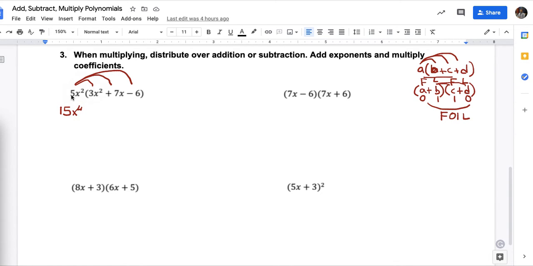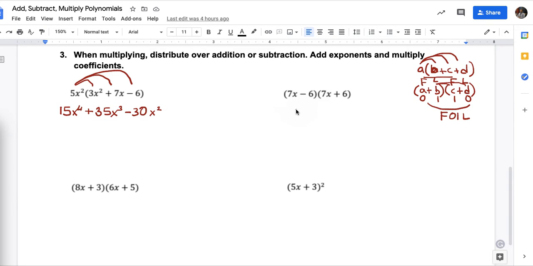Okay? So 5 times 7 is 35. X squared times x is x cubed, right? All you're doing is there's a 2 there, and there's a 1 there that you don't see. That's what you use. So 5 times negative 6 is negative 30. And x squared times x to the 0 is simply x squared, because 2 plus 0 is 2. And that's all you've got right there. We're perfectly happy with that. We just multiplied it.